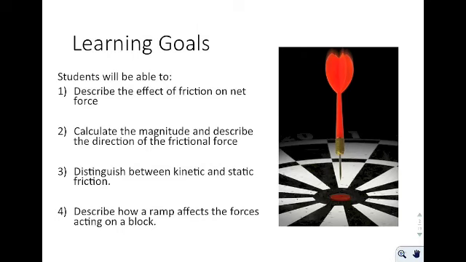So, the learning goals are that students will be able to describe the effect of friction on the net force, describe the magnitude and direction of the frictional force, distinguish between kinetic and static friction, and describe how a ramp affects the forces acting on a block.